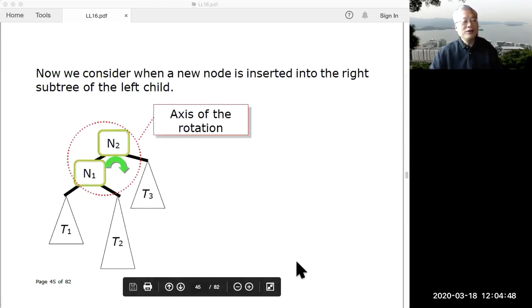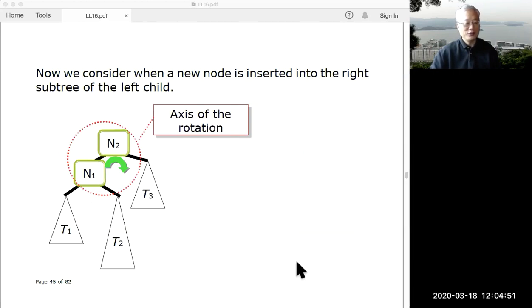So now we consider a new situation. For example, a situation when a new node is inserted into the right subtree of the left child. Previously we said if we insert a new node into T1, left and then left, then we do right rotation, and the symmetric case, right and right, left rotation. How about left, right? That is left, right. So we go left and go right, and then the new node is inserted into T2.